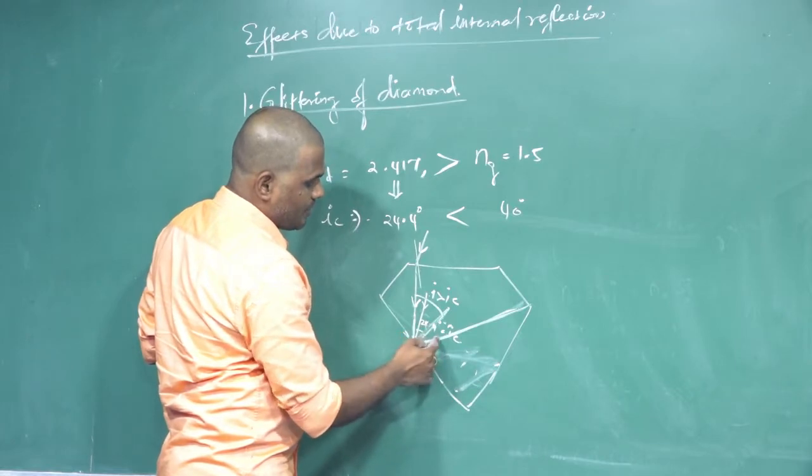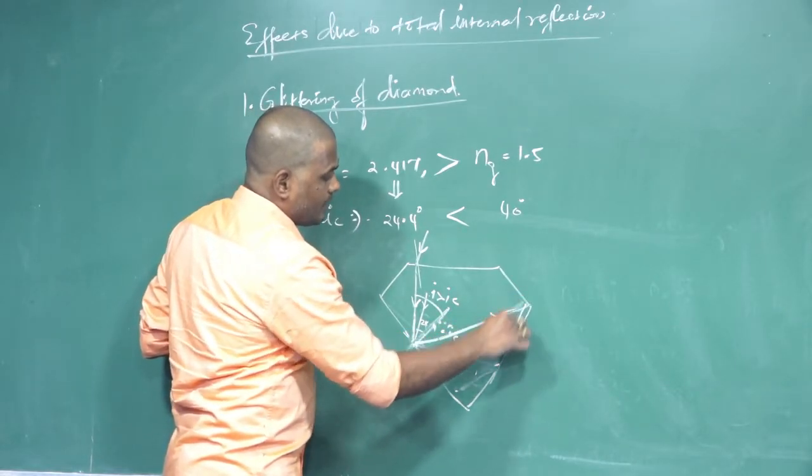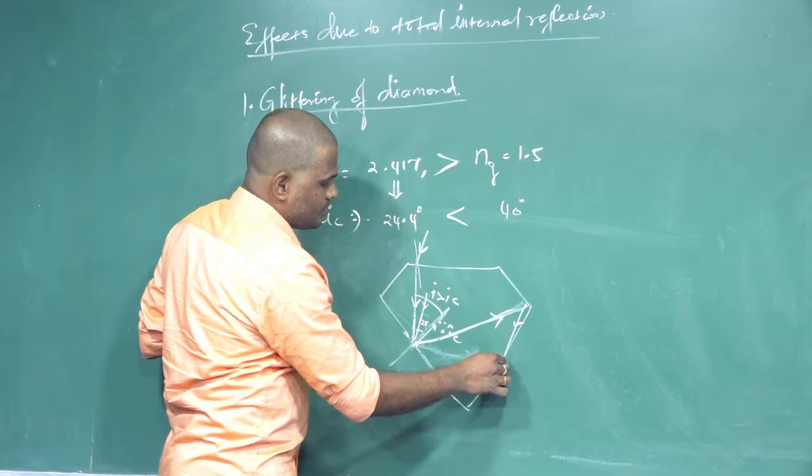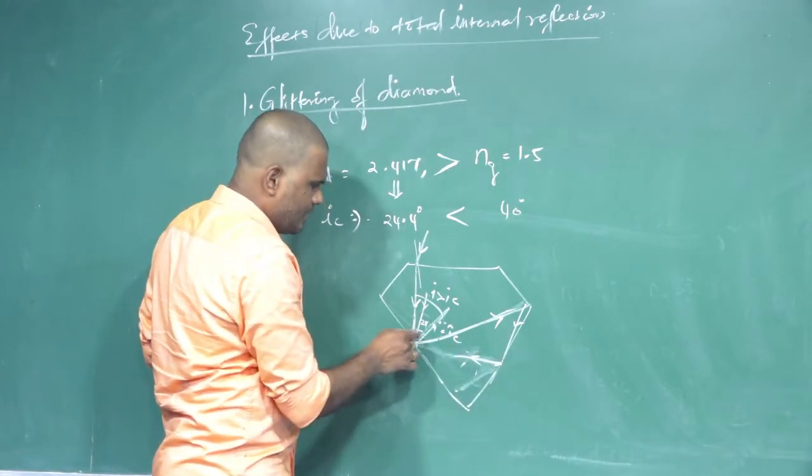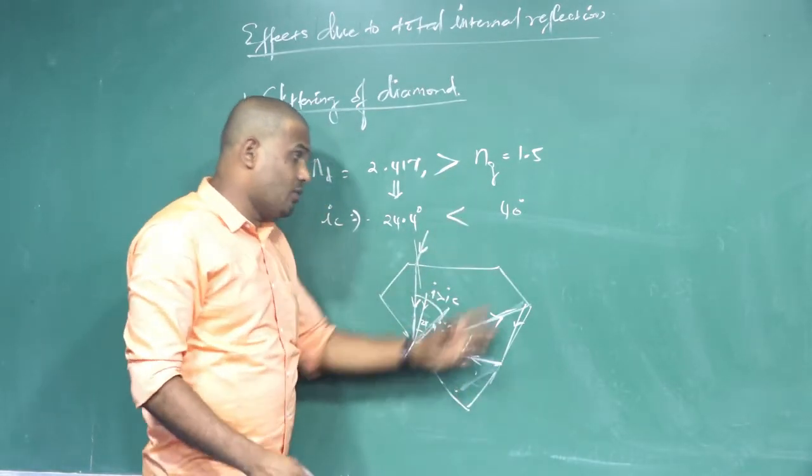Angle of incidence and angle of reflection must be equal. Then it will fall like this and will emerge out. In this way, it will fall here and will emerge out. So incident light will be emerging out.